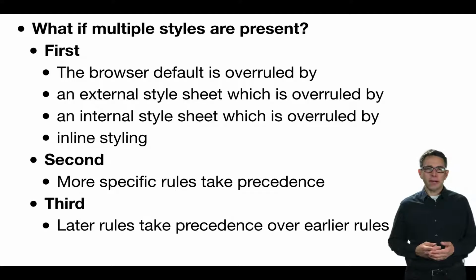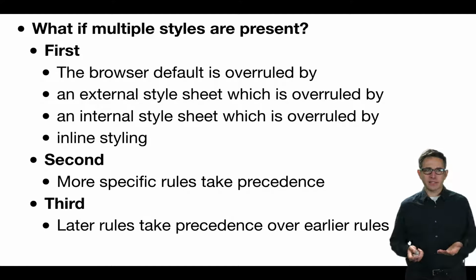Now what if you have multiple rules, for example, in your external style sheet? Maybe you have a couple different rules that are trying to conflict with each other. Well, the more specific the rule is, the more that it takes precedence. Now we haven't really seen how different rules can be more specific than others, but we will. So a more specific rule takes precedence over other ones. And then finally, rules that come later in the document overrule rules that come in the beginning.